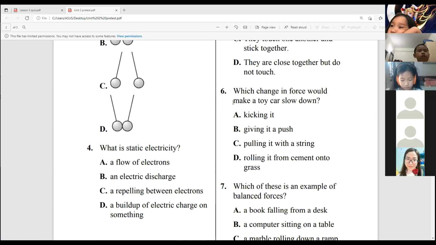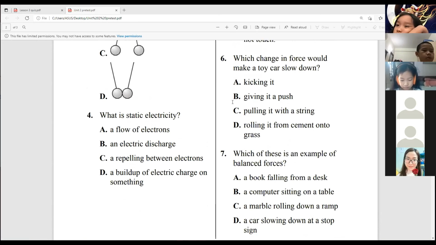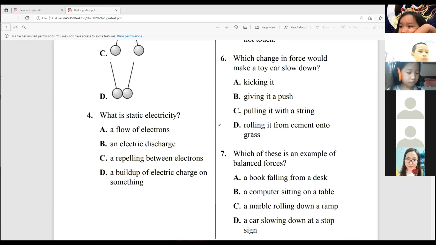Which change in force would make a car slow down? Okay, what would make a toy car slow down? Kicking it, giving a push, pulling it with a string, or rolling it from cement onto grass? Rolling it from cement onto grass, because if the cement is a liquid, there's least friction. If the cement is a solid, there will be more friction.